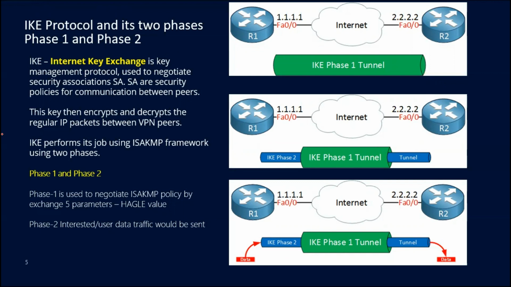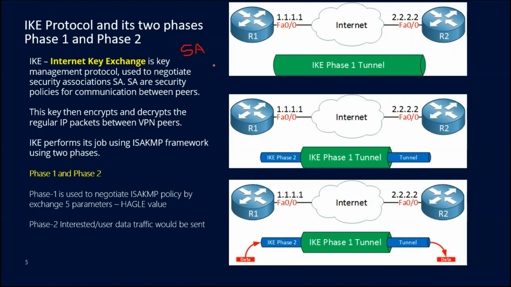IKE builds the VPN tunnel by authenticating both sides, this side and this side, and reaching an agreement. It forms an agreement on the method of encryption and integrity, and the outcome of the IKE negotiation is your security associations. A very important thing to keep in mind is security associations. What is a security association? A security association is basically a kind of an agreement. First of all, let us make an agreement that I will take these things.